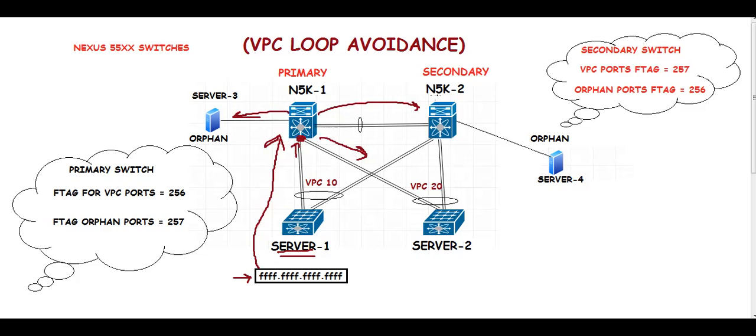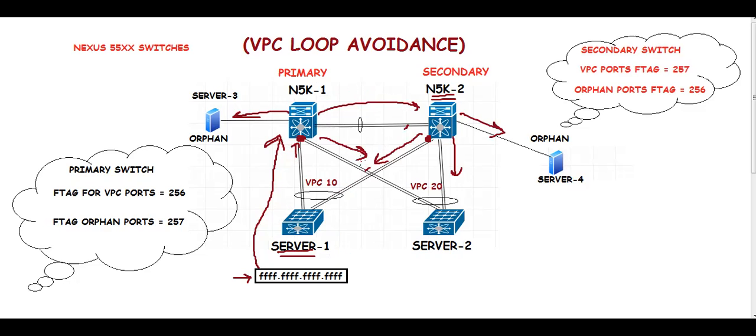Now N5K2 receives this broadcast packet on the peer link. Because this is a broadcast packet, the default behavior is that it is going to send that frame to this port, this port, and the orphan port. Now you can see here that this packet again is received by server 1, and because this is a broadcast frame, it is going to send it to N5K1 again, and now we have a loop in our network.